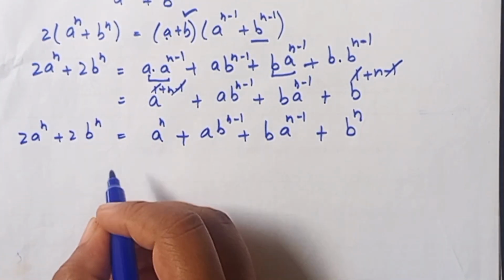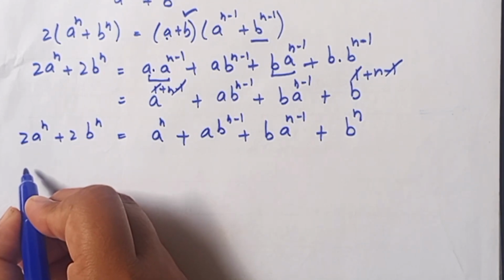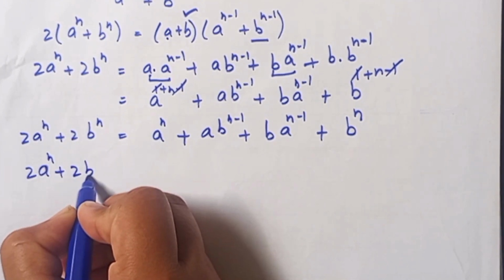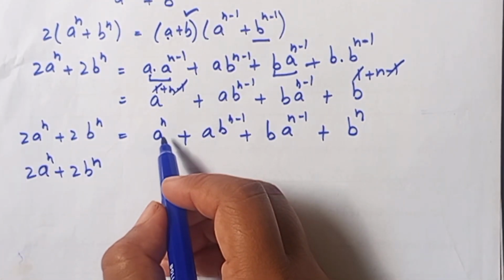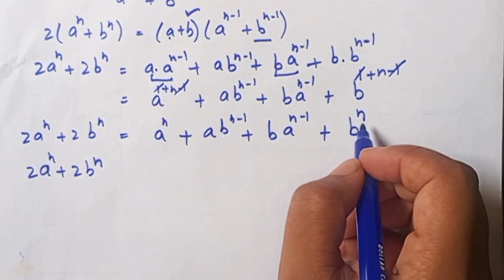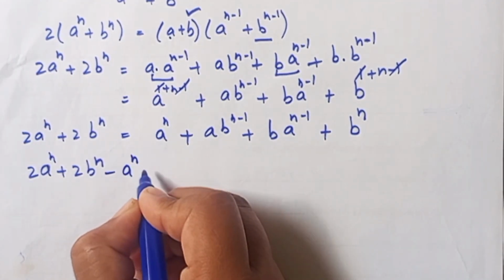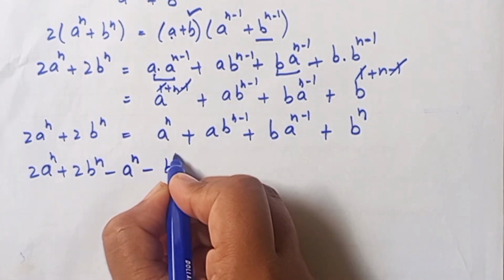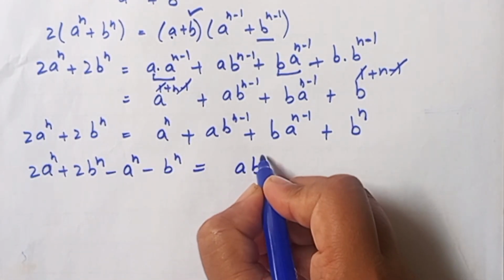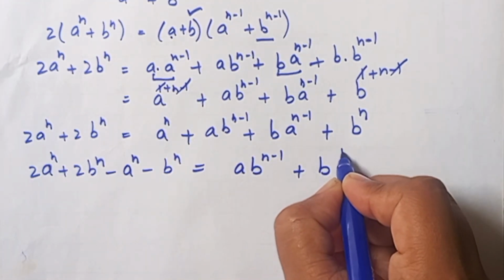Now in the next step, we copy the left hand side, 2a^n + 2b^n. We subtract a^n and b^n on both sides of this equation. So we get a^n + b^n on the left hand side. Now the right hand side is just a times b^(n-1) plus b times a^(n-1).